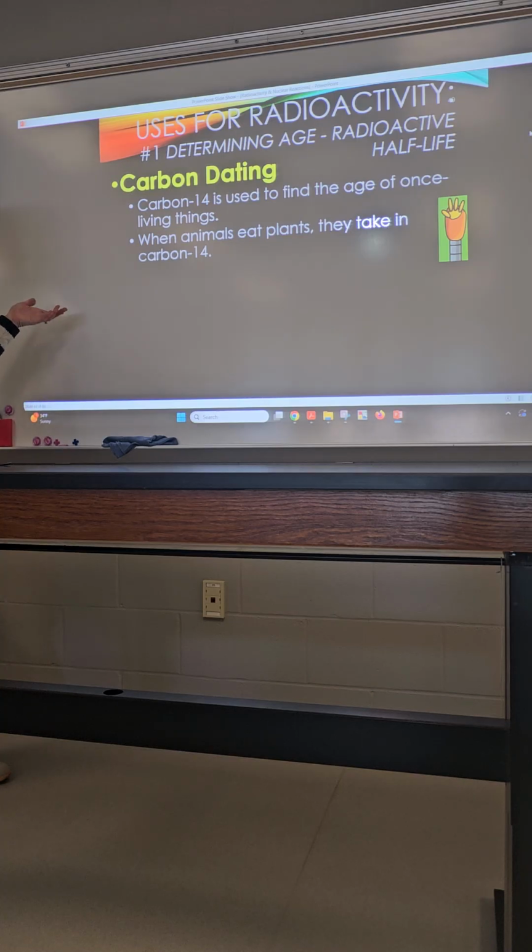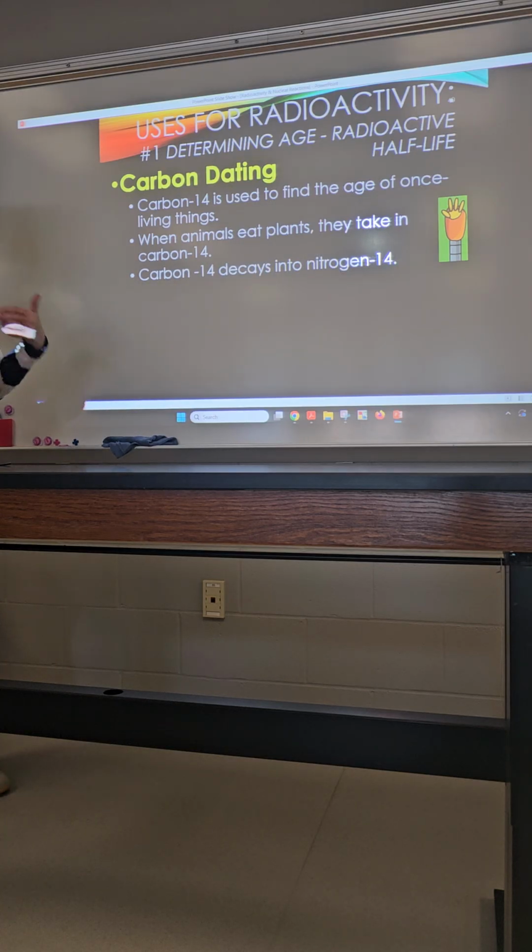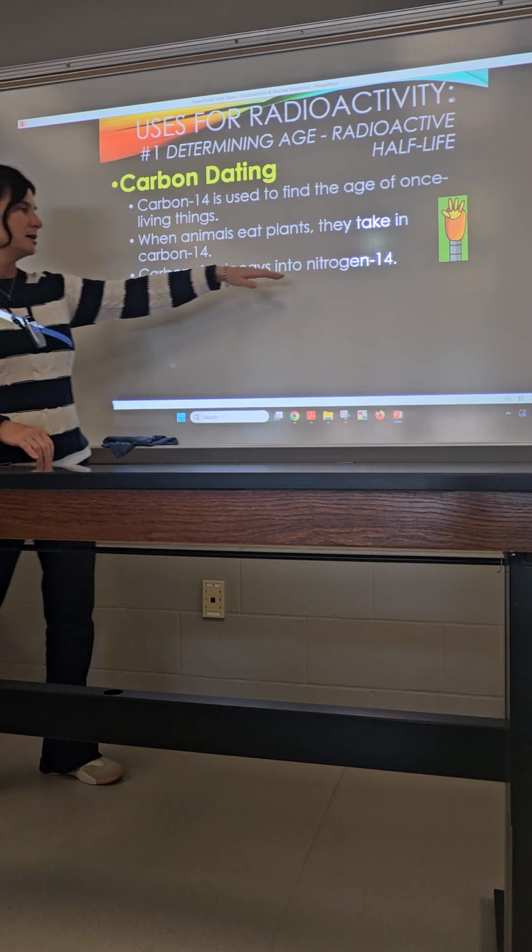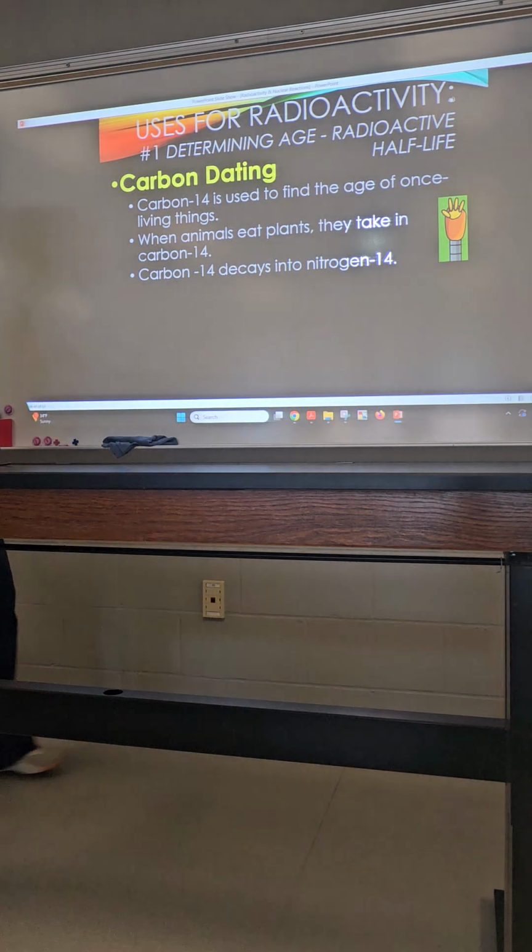When animals eat plants, they take in carbon-14. It's just a natural isotope. Once an animal dies, they quit eating, so they quit taking in that carbon-14. Over time, carbon-14 is going to decay into nitrogen-14, so it's going to change and go from having 6 protons to actually having 7.